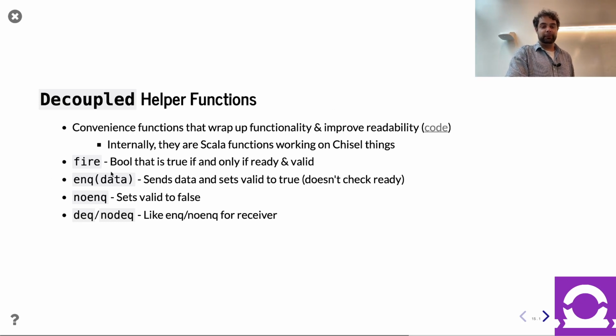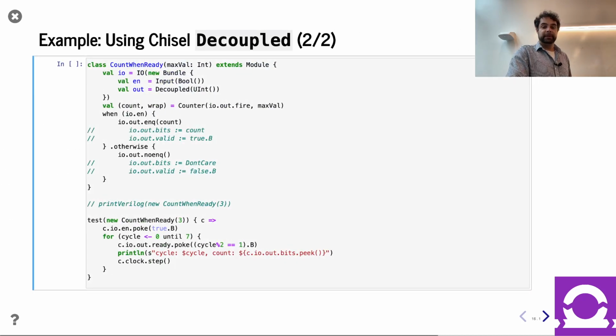So for example, ready valid signaling. When is data actually sent? Well, we say it's a fire scenario when both ready and valid. Or for example, let's say you want to send data. Rather than having to attach the data to the bits and set valid to true, you can just say, hey, enqueue this data. If you're not ready to send data, you can say no enqueue. And then on the receiver, same thing. You can say dequeue when you're ready to receive data, or no dequeue if you're not able to receive. So here's that same counter example from before.